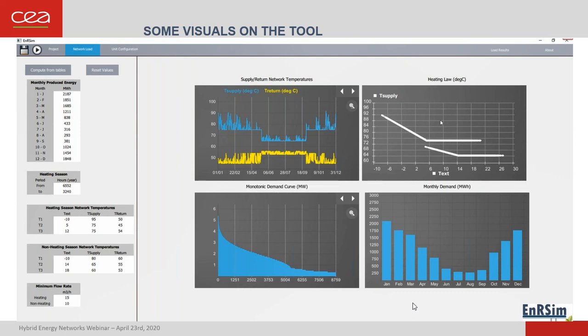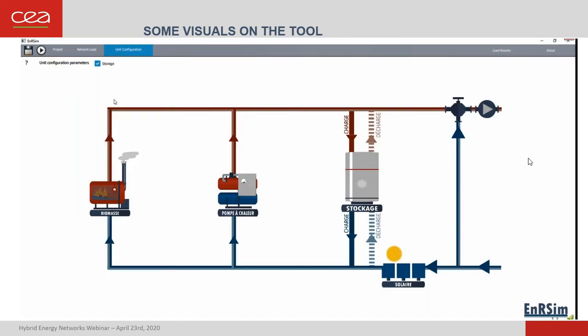Then the requirement is to provide internal boundary conditions such as the demand from customers in the district heating network, and also the typical temperature levels that can be foreseen in the upper right panel here. So the supply temperature in the heating season and non-heating season will be required to compute the monotonic curves for heat demand, and also the supply temperatures and return temperatures as discretized at the hourly level. Next slide, please.